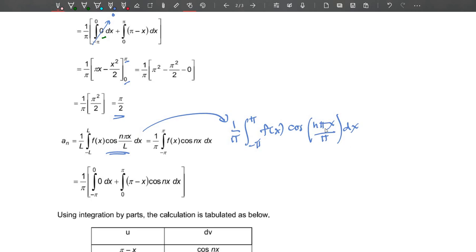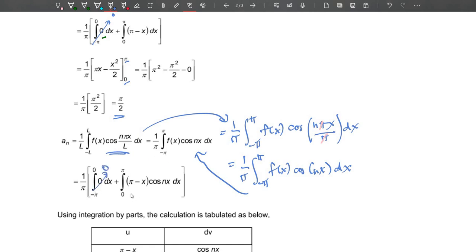What we did next is cancel off pi, and hence we have 1 over pi, integrate negative pi to pi, f(x) cos(nx) dx, like this. Okay, that means from here it's better for you to do this first, because this is a simplification of these terms. Next, since from negative pi to 0 is 0, anything multiplied with 0 should be 0.